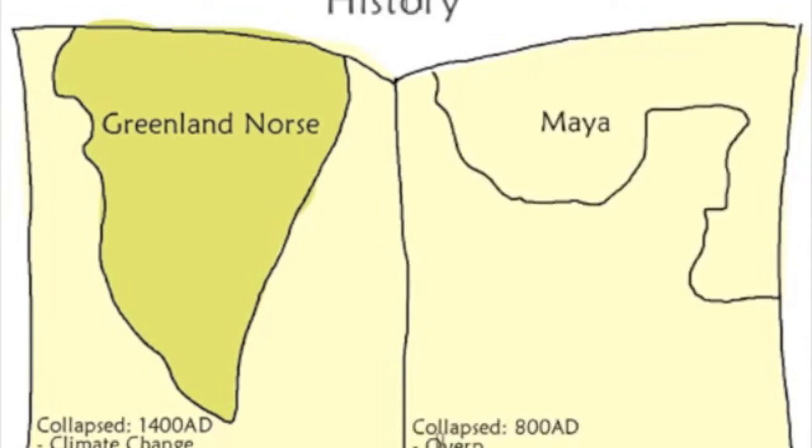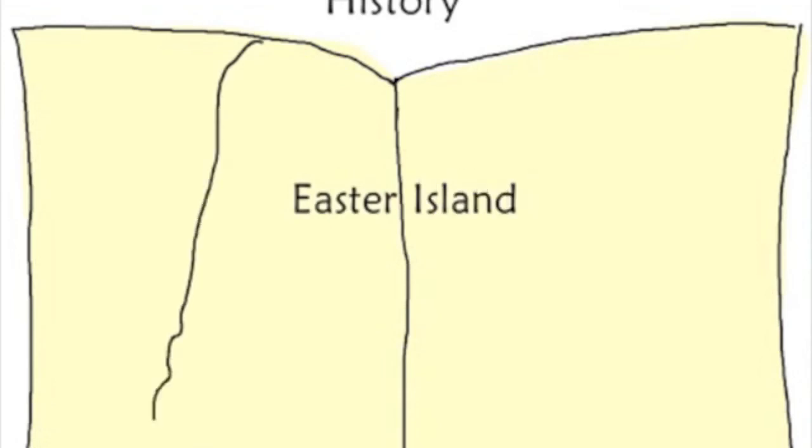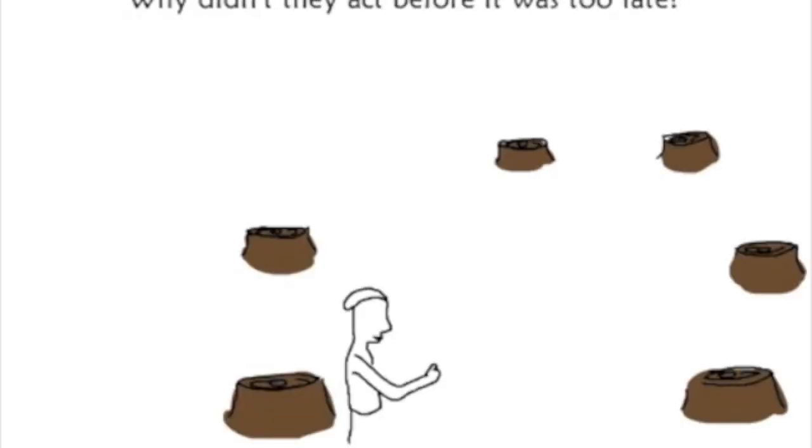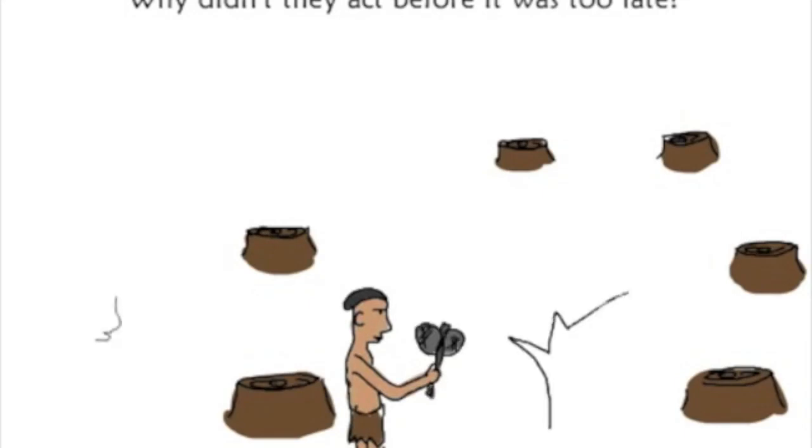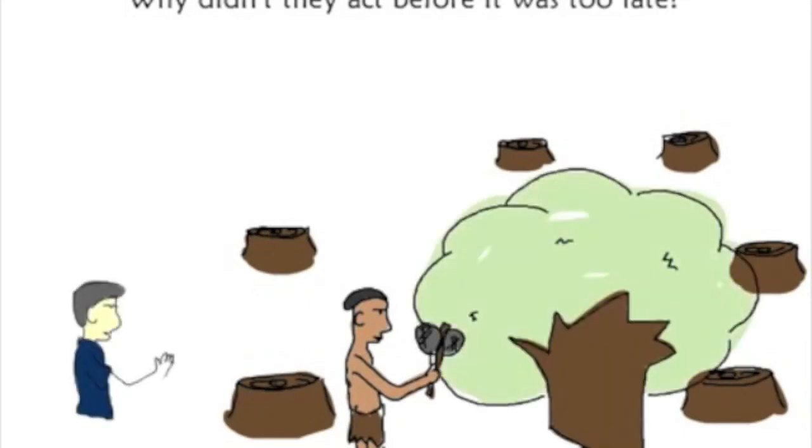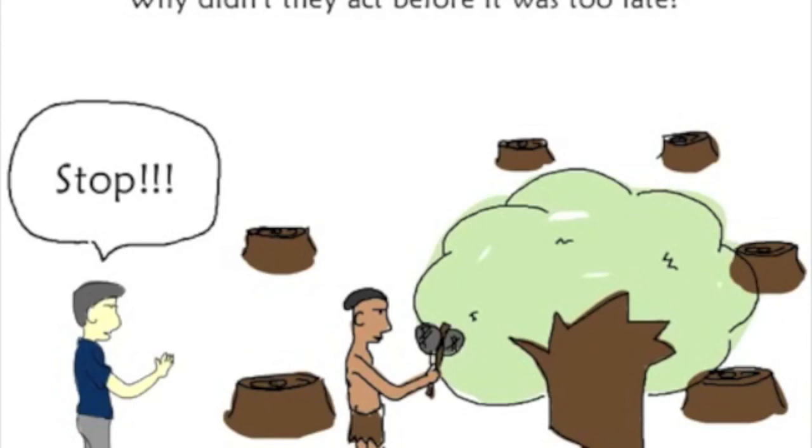We can look to history to see why the societies that came before us failed or succeeded, and we can learn from their mistakes. By figuring out why the Easter Islanders failed to act before it was too late, we can find out how to ensure that we can prevent and solve environmental problems before it's too late for us.